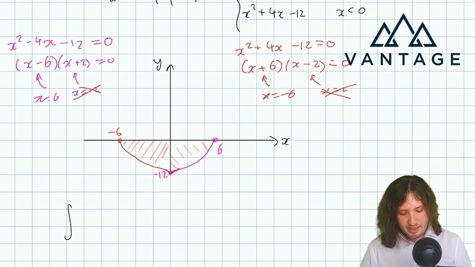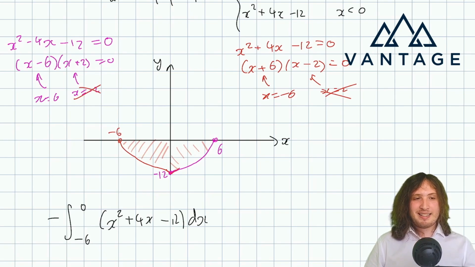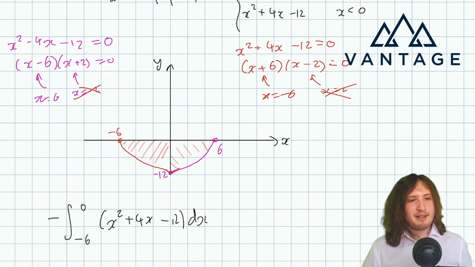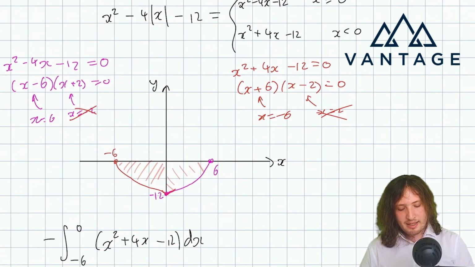So to get that bit, I'm integrating from minus 6 to 0 of x squared plus 4x minus 12. And I better put a minus in front of that because the area is below the x-axis. So the integral is going to give me minus the area. Now I could similarly write down the integral from 0 to 6 of this thing.